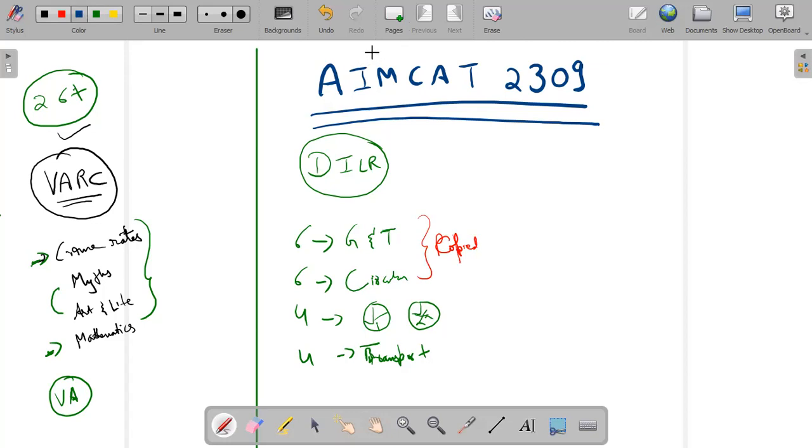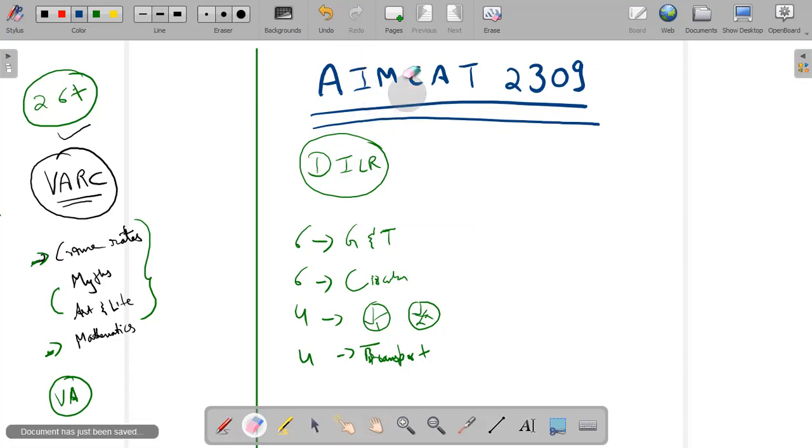Even if the timer is left with only 10 minutes, when you know that you can do it, you try to do it, and eventually you end up doing the set. That's the main thing when you attempt any CAT mock. You should believe in yourself, and you should have a firm belief in yourself.